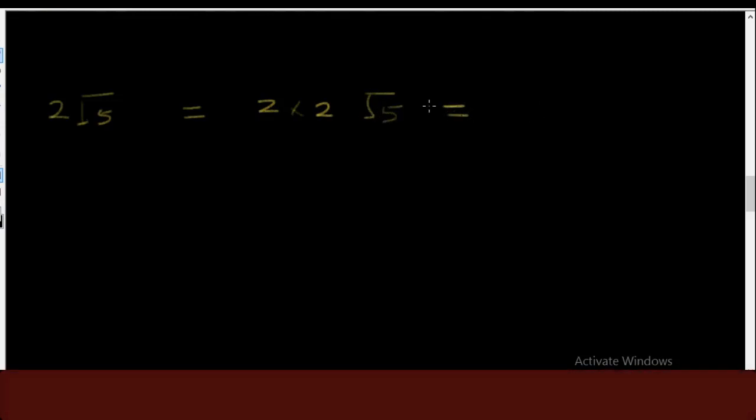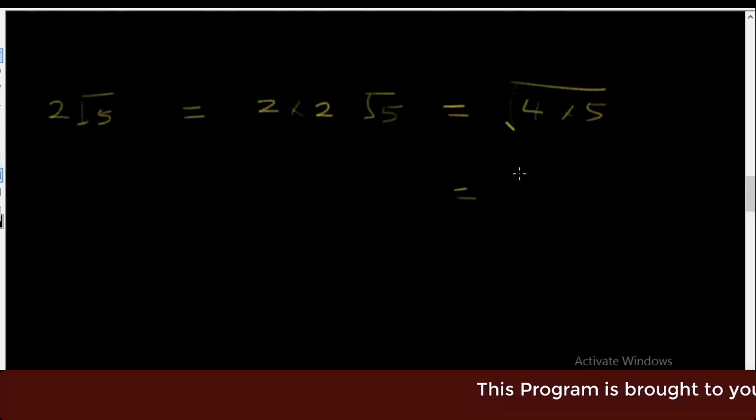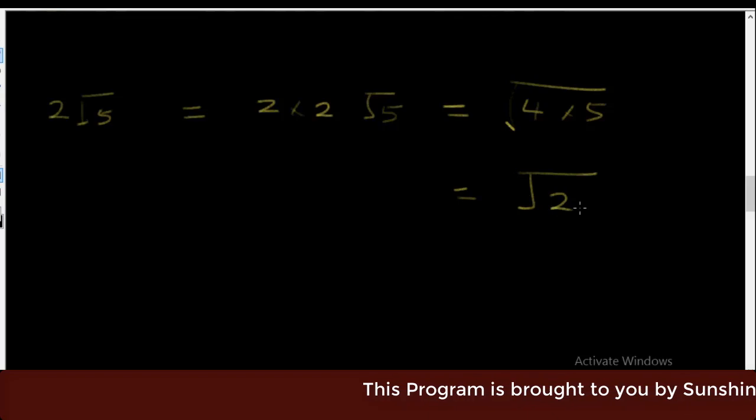2 surd 5. Now this can also be expressed as 2 times 2 surd 5. And this is the same as writing 2 times 2, which is 4, times 5, all of them in surd. So that is 4 times 5, that is 20.